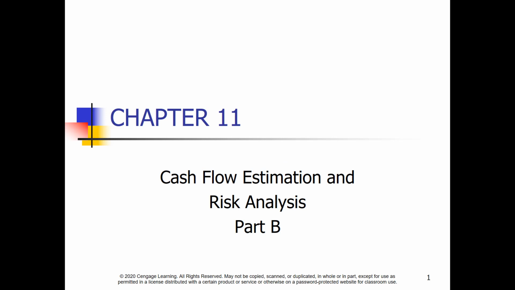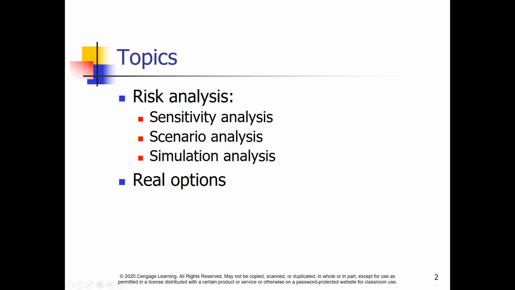In the second half of Chapter 11, we're going to explore how to analyze the risk in the cash flow estimation we developed in Part A. We're going to look at 3 ways to analyze risk: sensitivity analysis, scenario analysis, and simulation. And to close out Chapter 11, we'll look at the application of real options in capital budgeting, a subject we touched on in Chapter 8.